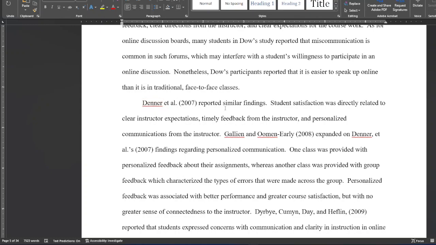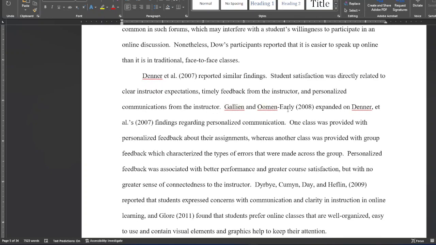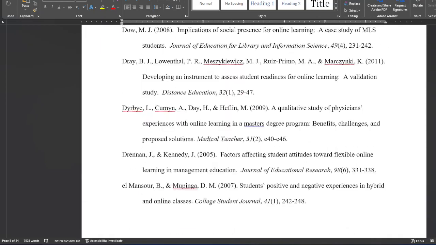So Denner et al. reported similar findings. Student satisfaction was directly related to clear instructor expectations. Okay, so that's from Denner et al. Gallian and Newman Early expanded on Denner et al. Now I put the year there because of the possible ambiguity. What Denner et al. are you talking about? So I want to make sure, because I mentioned another source in between, that I made it really clear there's no new Denner here. It's the Denner I was just talking about. So it's Denner et al. 2007. So that's when it's possible that the reader might get lost. I'm actually going to pop down on my reference list really quickly to see if I had even more reason for doing that.